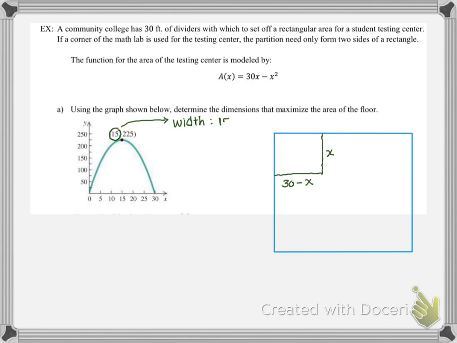So my width is 15 feet. What would the length of my rectangle be then? What would it be? 225. So would that be the length of the rectangle, so the other dimension? Right here? No. What would that be? 15. That would be 15, right? Because I have a total of 30 feet. So if I use 15 feet for the width, I only have 15 feet left for the length.